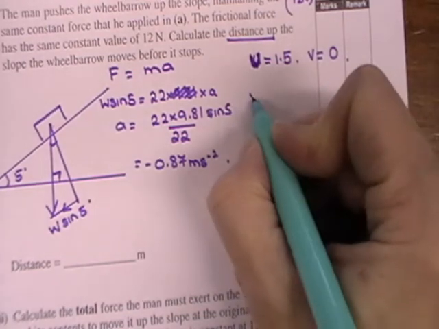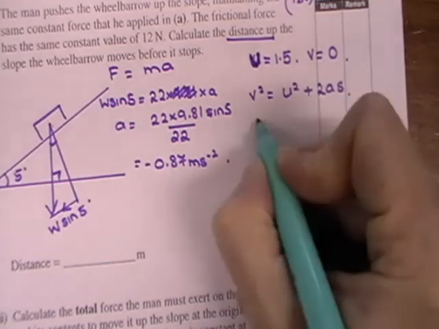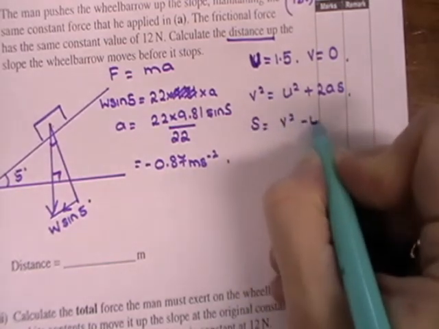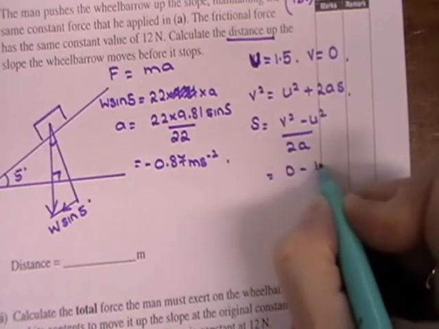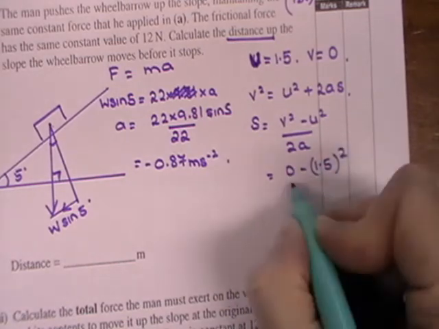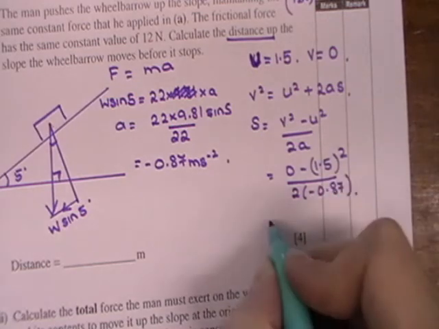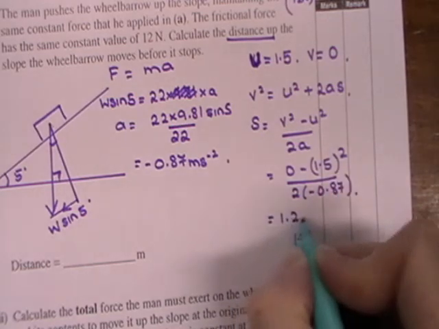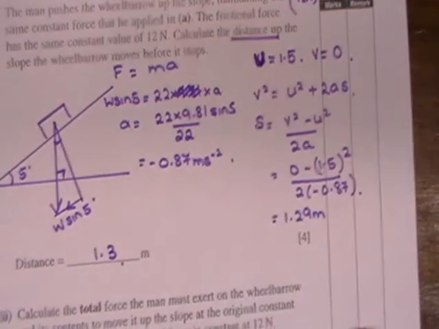You know v squared equals u squared plus 2as, and we're looking for s. So s is equal to v squared minus u squared over 2a, which is equal to 0 minus 1.5 squared over 2 times minus 0.87. And that comes out as 1.29 metres, or 1.3 to 2 significant figures.